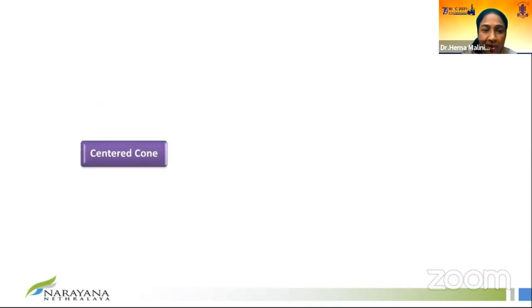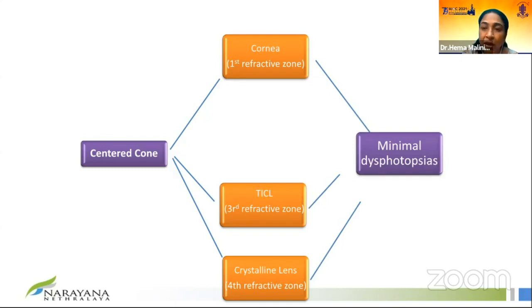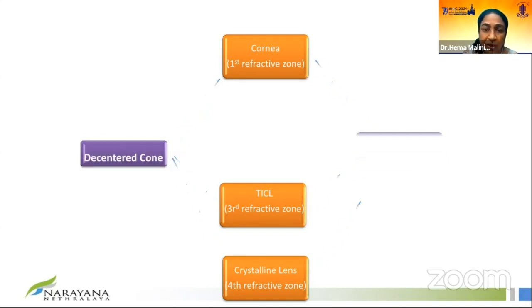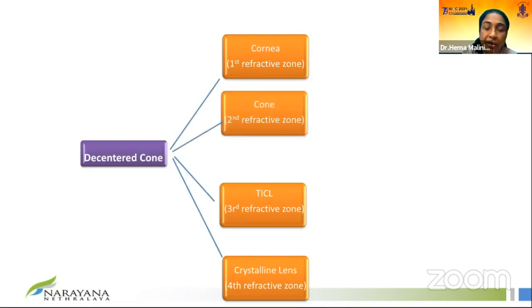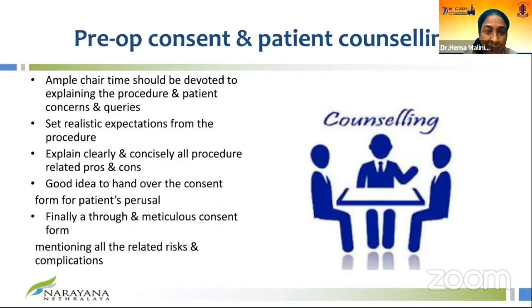Now, what is the difference in visual outcomes when you look at a centered cone and a decentered cone? In a centered cone, there are 3 interfaces: the cornea, the ICL as such, and the crystalline lens. Therefore, in the post-operative outcomes, the patient may have minimal dysphotopsias, whereas in a decentered cone, there is an additional cone which comes into the 4th refractive zone, and this will end up with the patient having large HOAs, ghost images, glare, halos, etc.